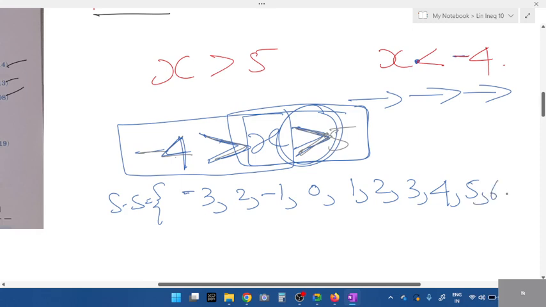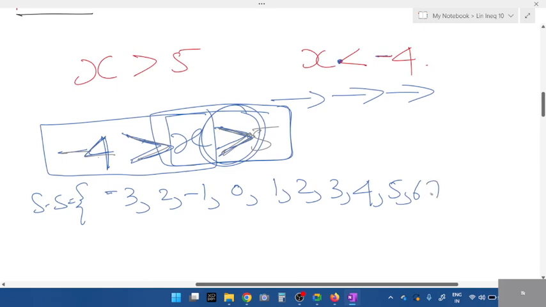Is it possible if I write all the values? Is it possible to write all? No. You can just write up to 7, keep dots, students. This is what it means. You just read the numbers, you'll understand.